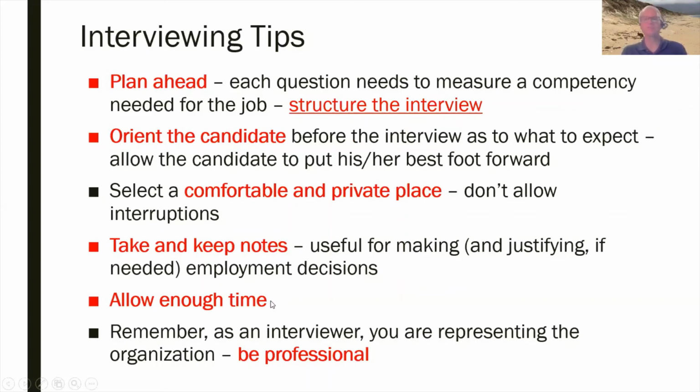Allow enough time. Generally speaking, an hour is enough for most jobs. Maybe more, but allowing an hour is usually a really good rule of thumb. And as always, you are representing the organization, so make sure you are professional.